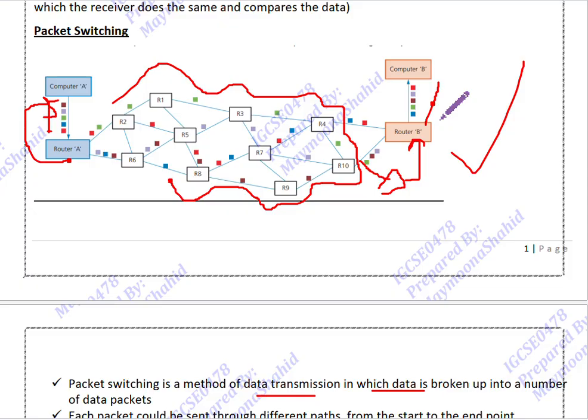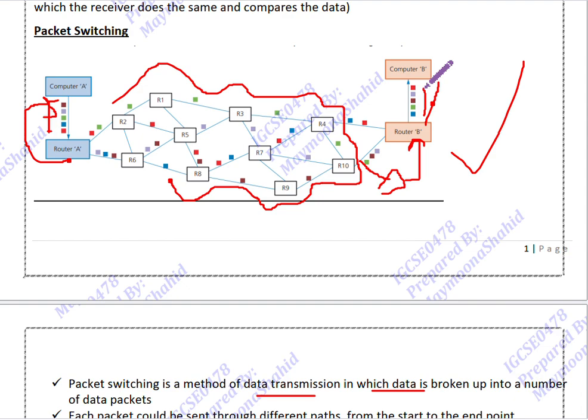As the router will receive all the data packets, it may take time. So there is a chance that your packet may be lost. So as the router receives all the packets, they will be reassembled again.